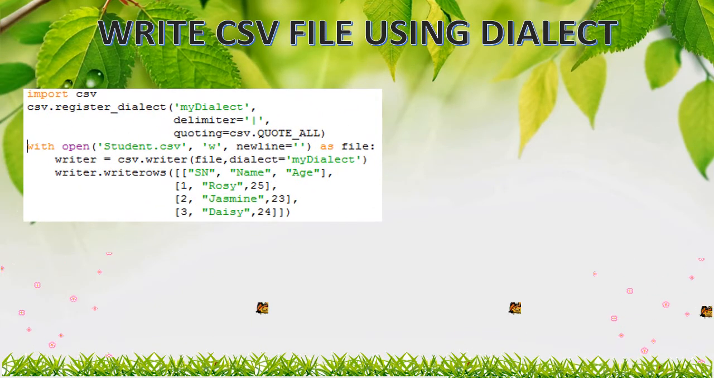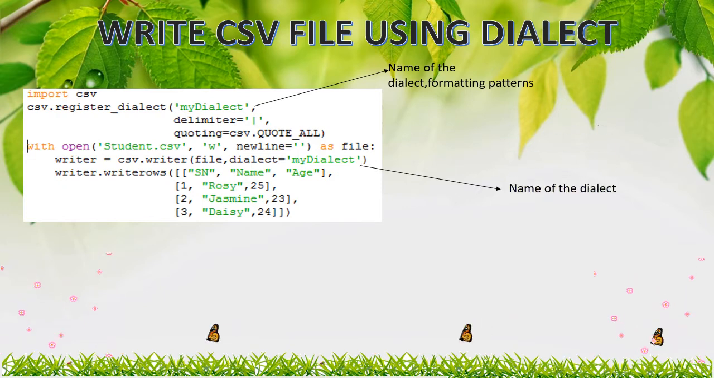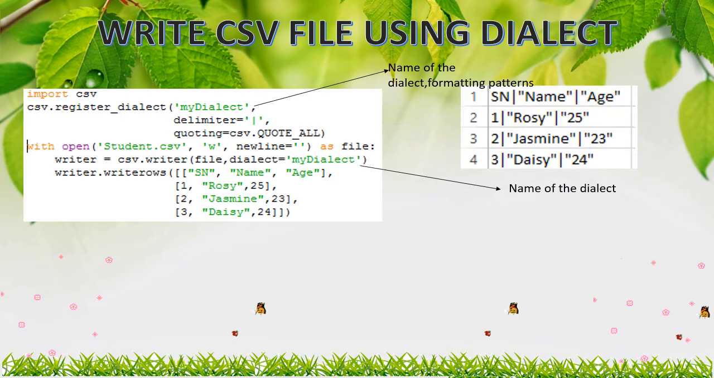See, first I am importing csv, and I have created the dialect. The name of the dialect is my dialect. See, I have used the formatting patterns: delimiter as pipe symbol, and quoting as QUOTE_ALL. It means all the characters will be quoted. And then writer equals csv.writer with the file object, comma, dialect equal to my dialect. The name of the dialect is given. Now see, the patterns are applied in the file.